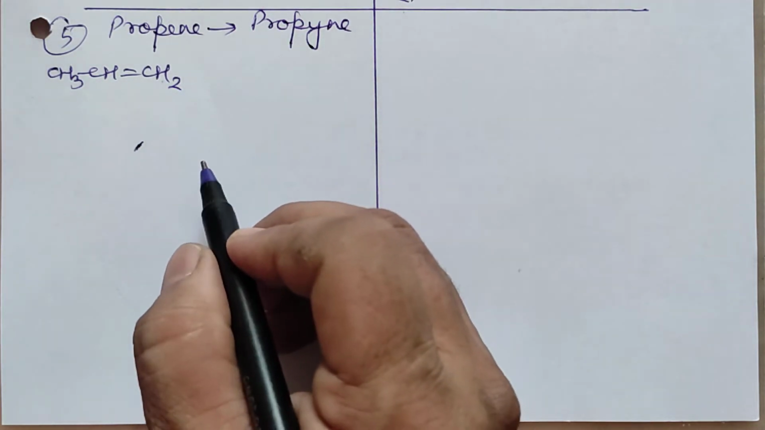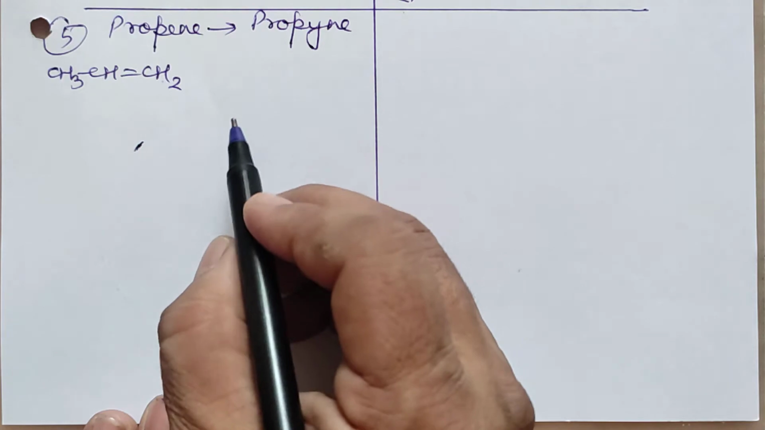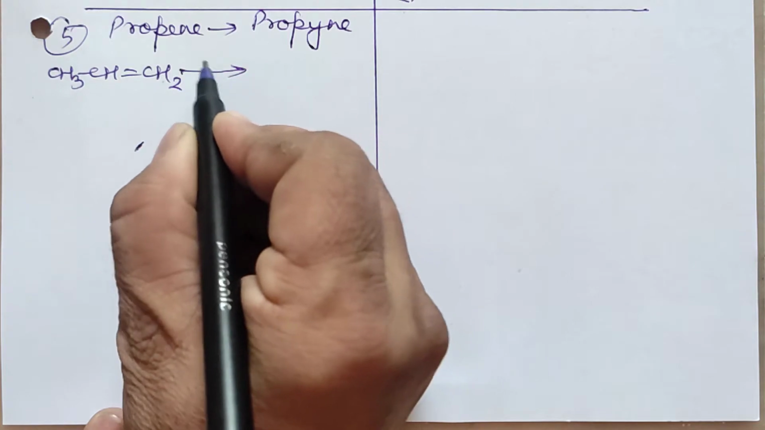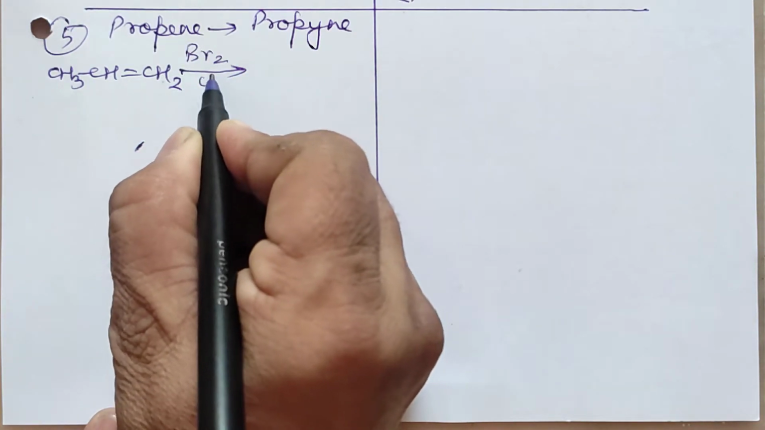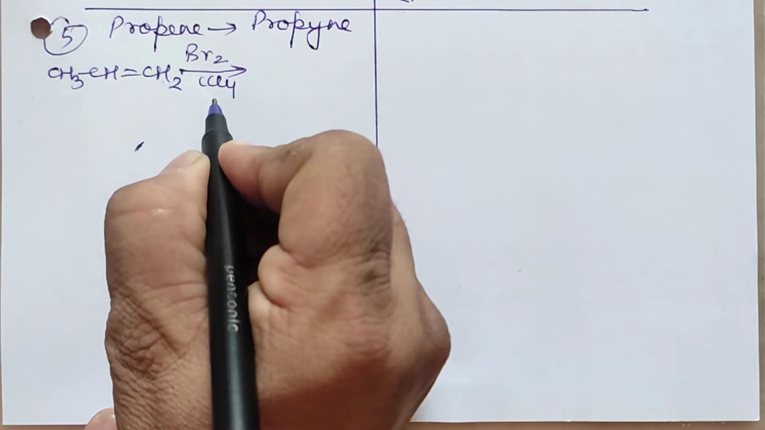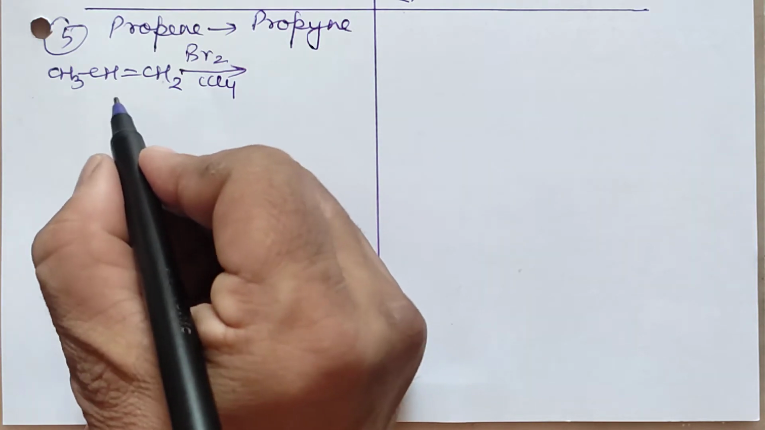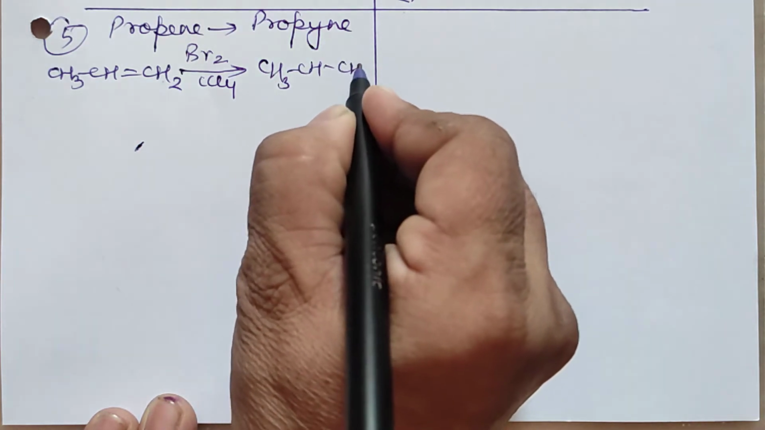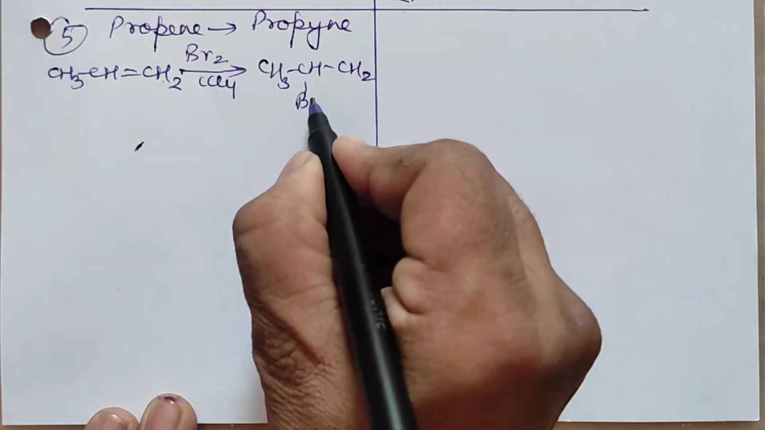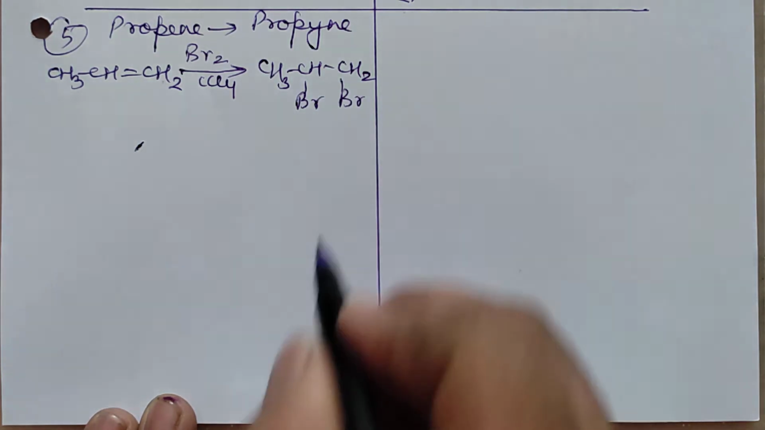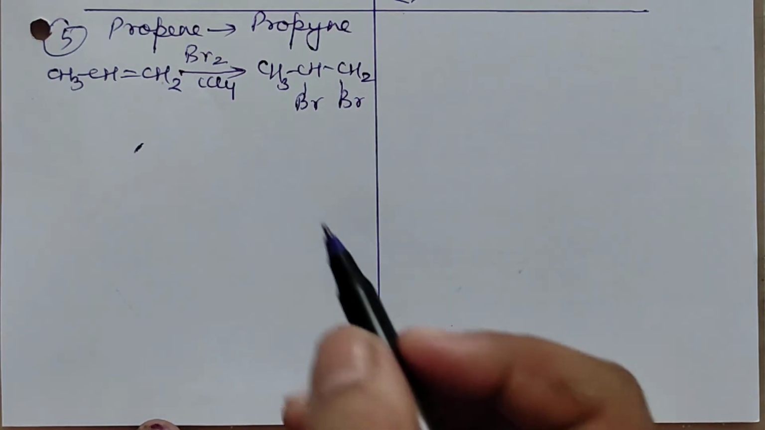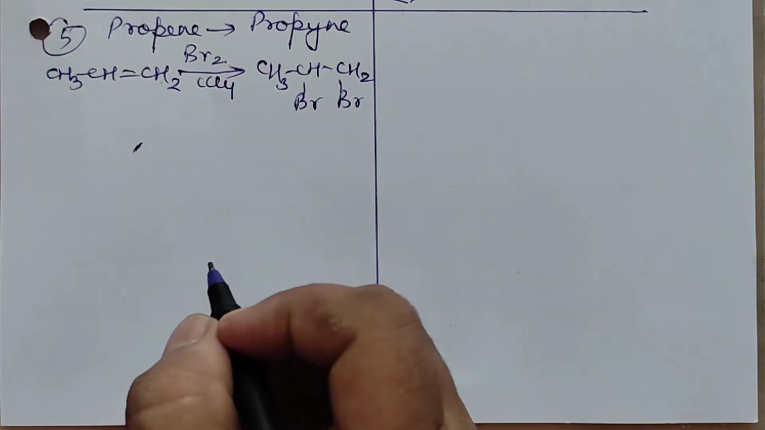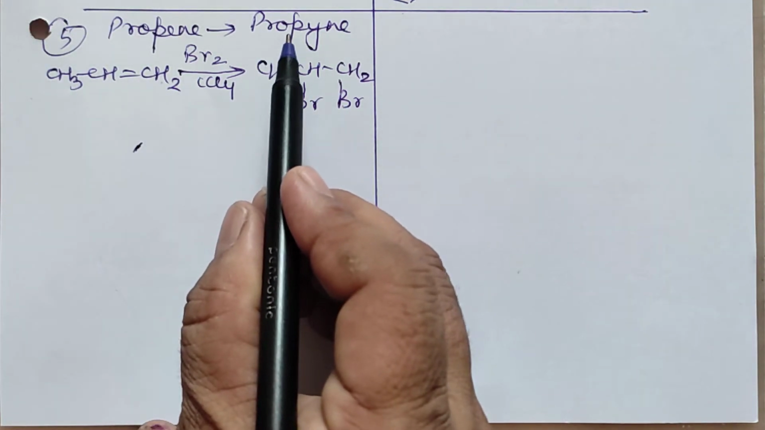Propene to propyne. Okay, propene has a double bond, we want to make it a triple bond. So first what we do? We will make this react with bromine in the presence of CCl4. Always with CCl4. If it is an alkane, sunlight. So bromine will add on here. So you will get a vicinal dihalide. The double bond will become a single bond here. So you will get bromine here and bromine here. That means a vicinal dihalide is obtained. We can give the IUPAC name, no issues. 1,2-dibromopropane.